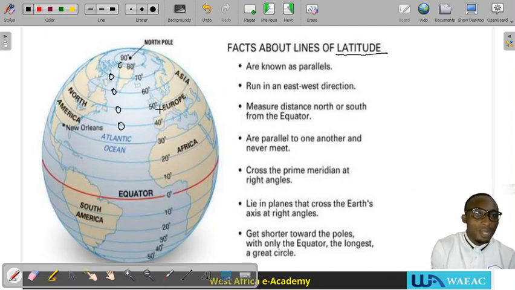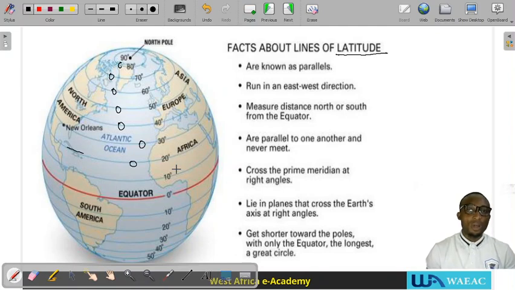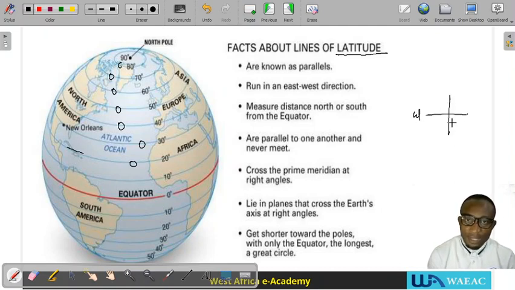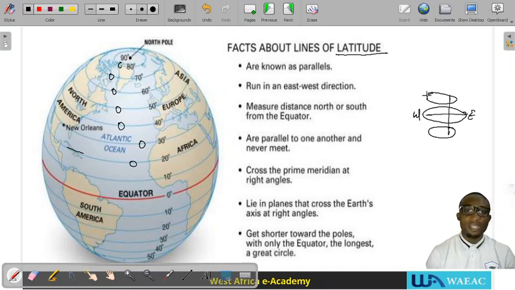So latitude is in this form. Look at the form of latitude. You can see the lines. This is latitude. It runs from east to west or west to east, whichever way. We can start from east, or we can also start from west to east. The most important thing is that the lines need to be parallel to each other.